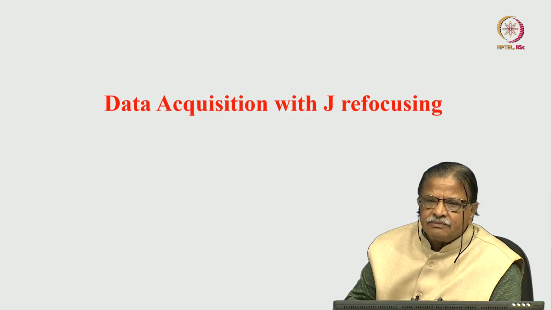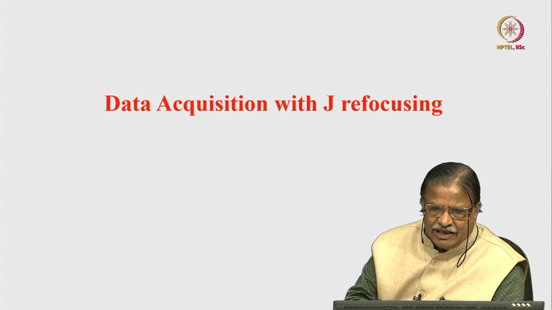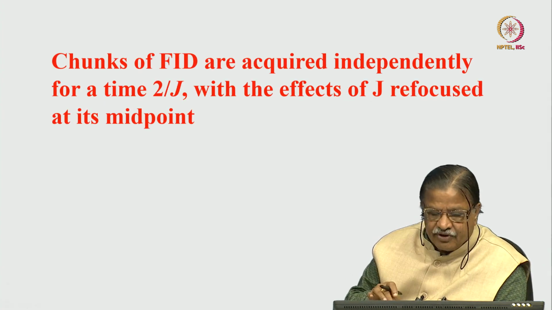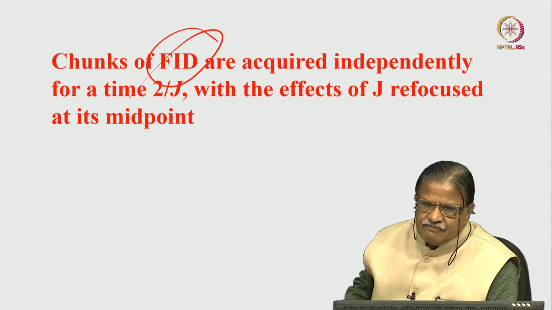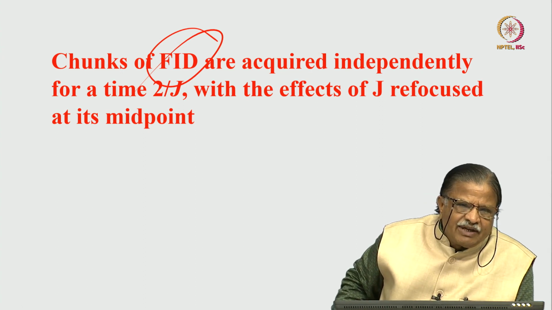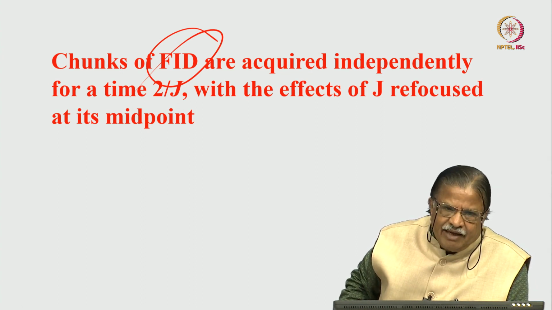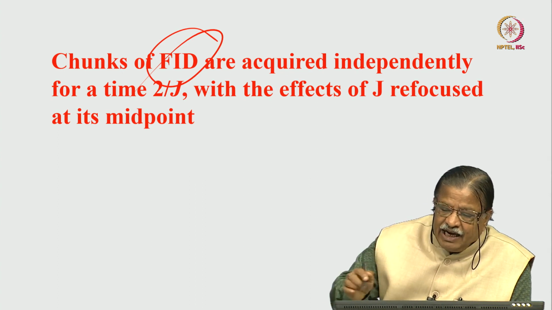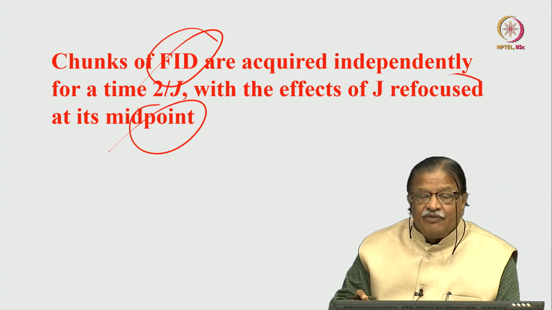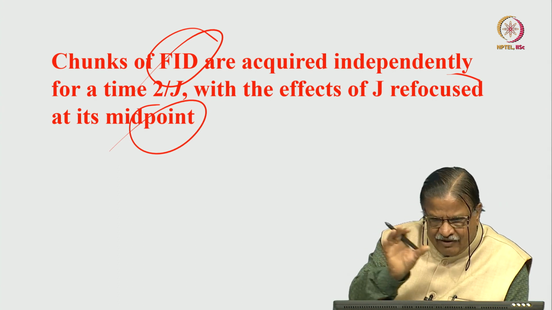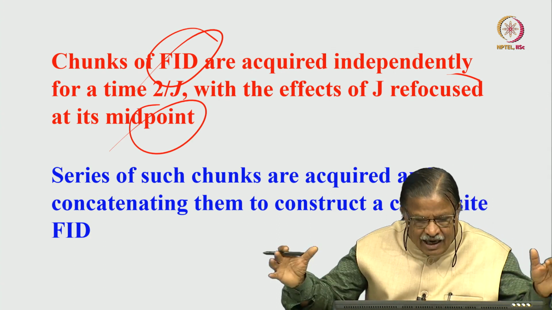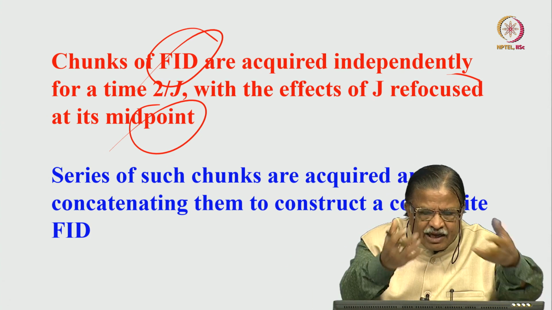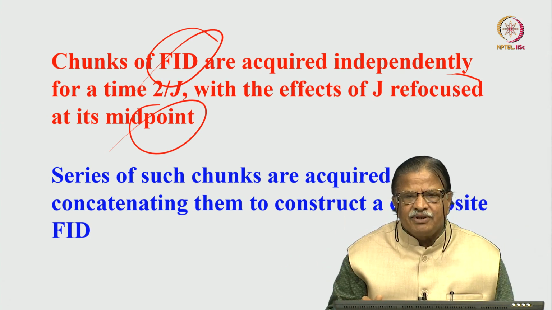Alright. How do you acquire the data with J refocusing? That is the next question. How do you acquire data while doing J refocusing? What we do is we acquire chunks of FID, acquired independently for a particular time, which is 2 over J, with J refocused at the midpoint of each. A series of chunks are acquired, we concatenate each of them, construct a composite FID and do the Fourier transformation.